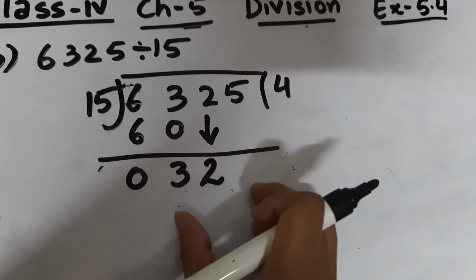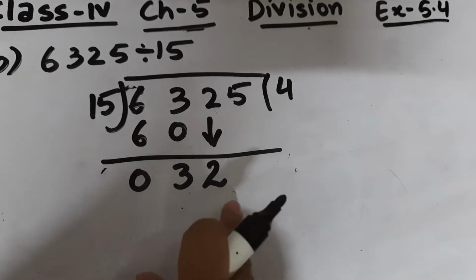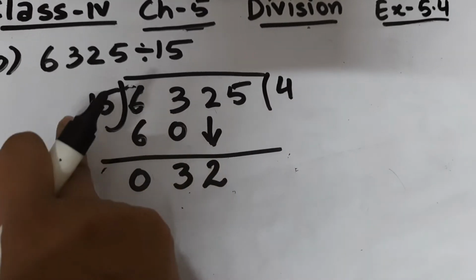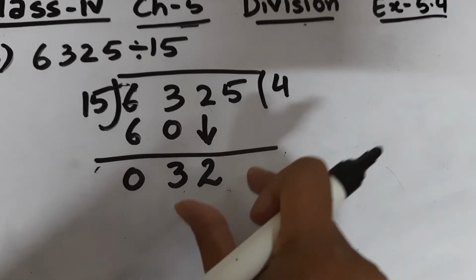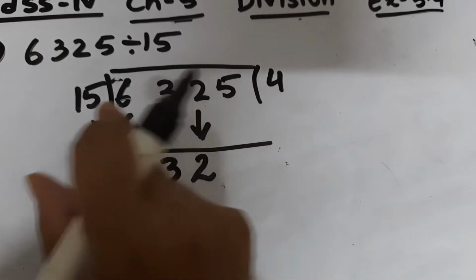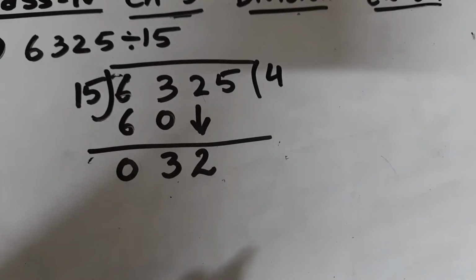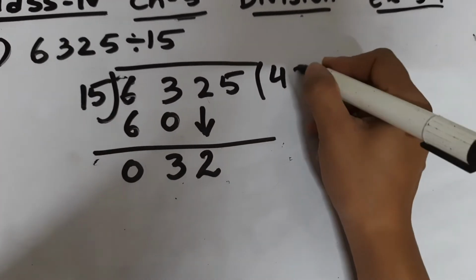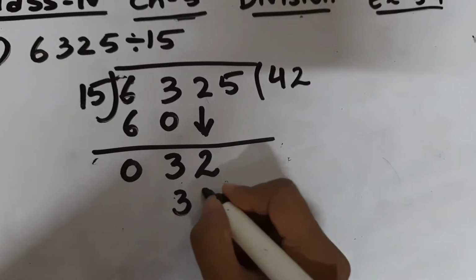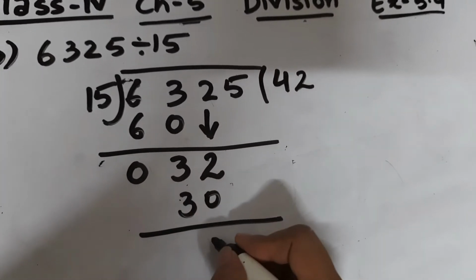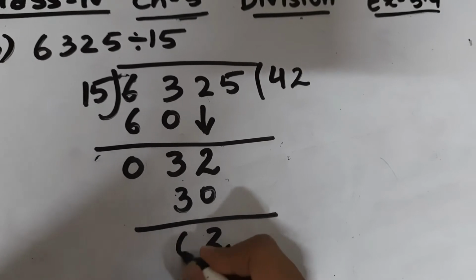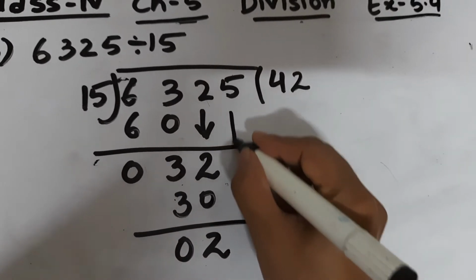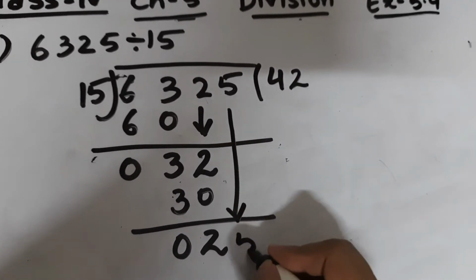Does 32 come at the table of 15? No, 32 doesn't come at the table of 15. So we will take a number that is just smaller than 32 and comes at the table of 15. And that is 30. 15 twos are 30. Now subtract it. 2 minus 0 is 2. 3 minus 3 is 0. And bring this 5 down.